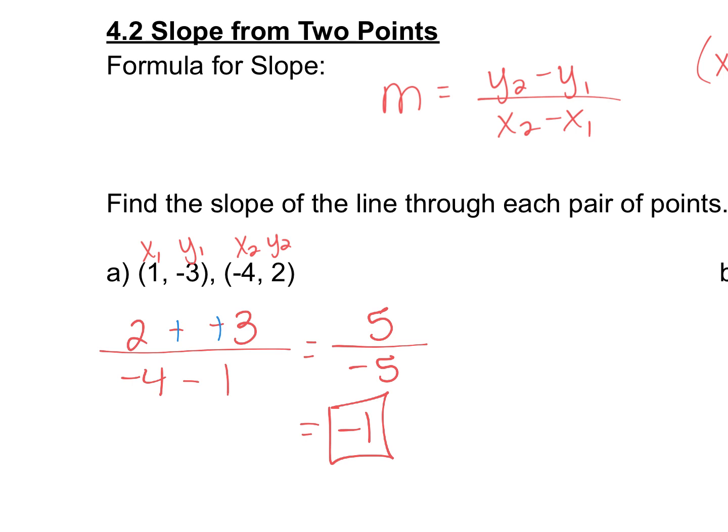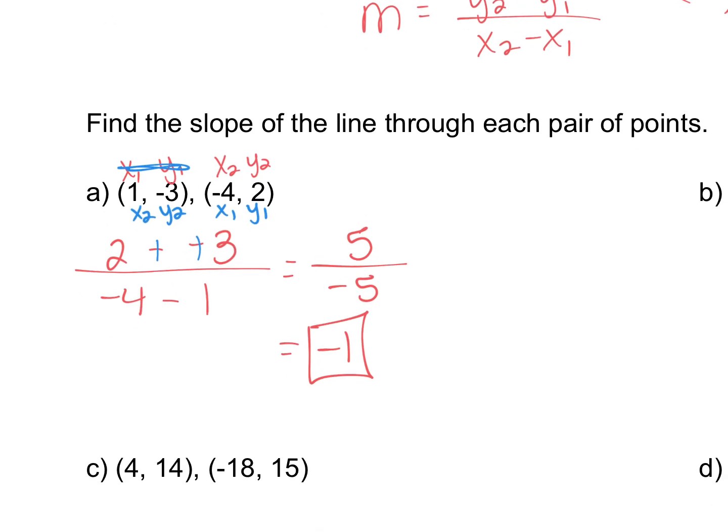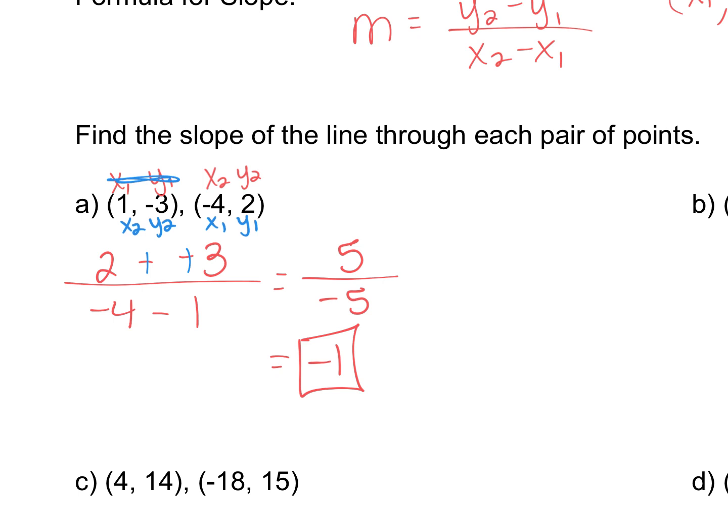Okay, what happens if at the very beginning you decide you want that coordinate to be your x2, y2 instead of x1, y1? And then that means this one would be x1, y1. Say you flip-flopped it, what would happen? Let me show you. And you don't need to write this down. This is just for fun.